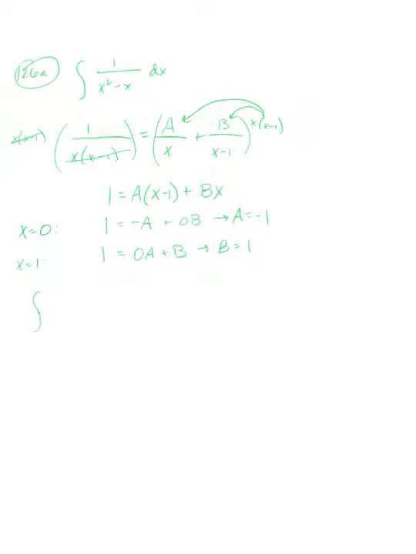So that means my integral, 1 over x squared minus x dx, can be rewritten as a over x, where a is negative 1, plus b over x minus 1, where b is 1. And then I can integrate term by term. So this becomes negative ln x plus the ln of x minus 1 plus c.